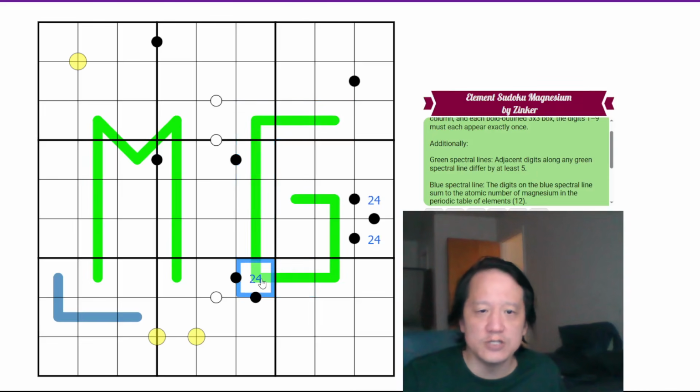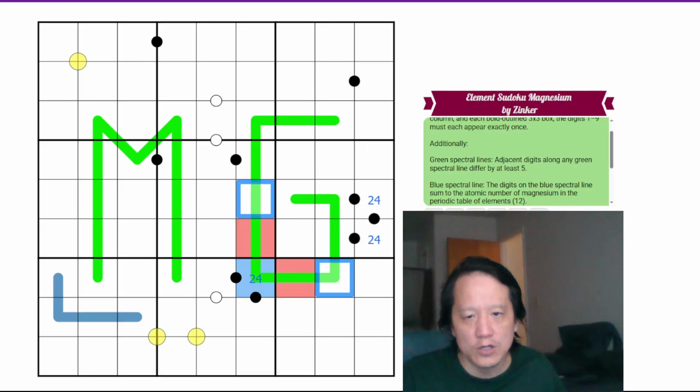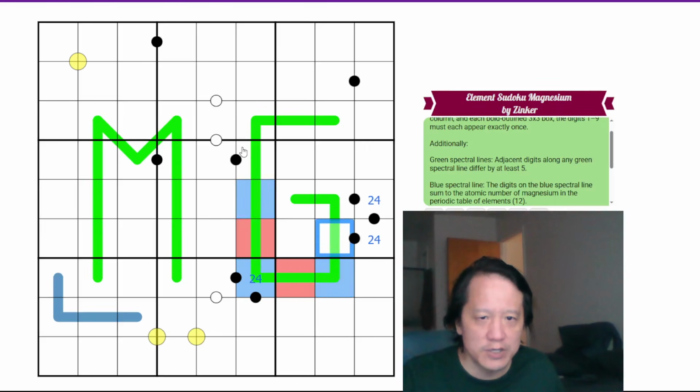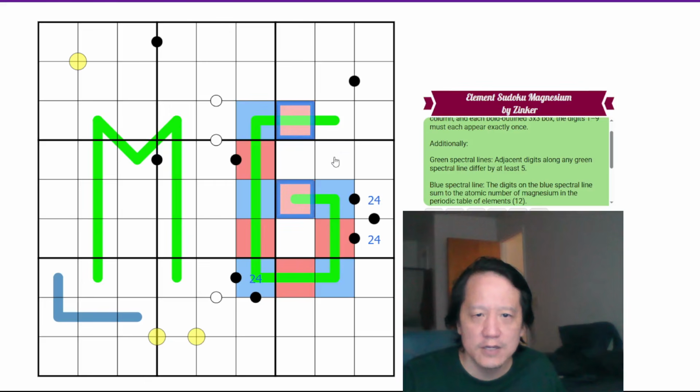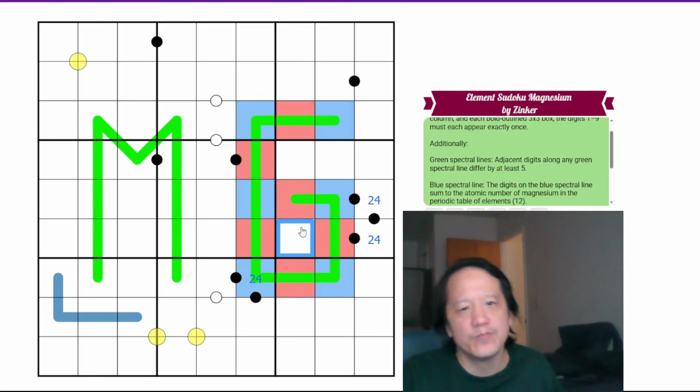Well, this is guaranteed to be 2 or 4, which is a low digit, which must be next to high digits, and those high digits must be next to low digits, which must be next to high digits on the whisper 5 line, which must be next to low digits. These are then high, and then this must be low.